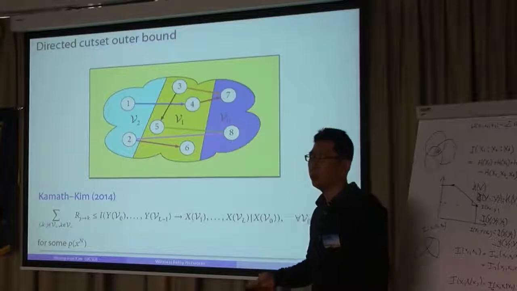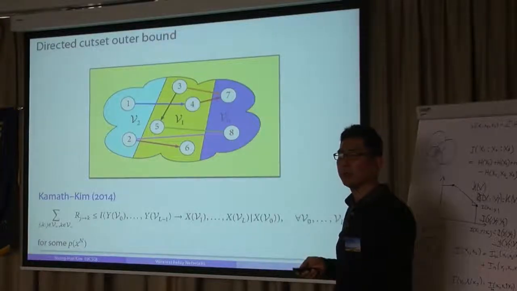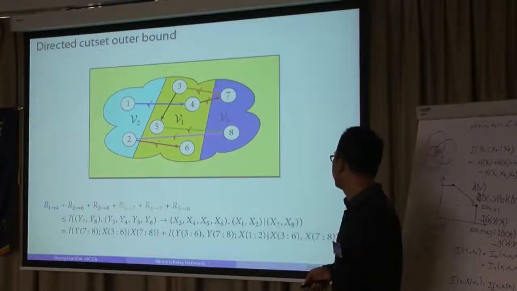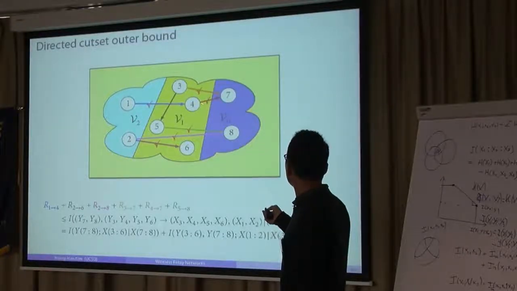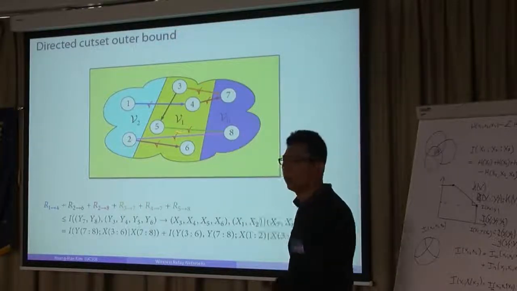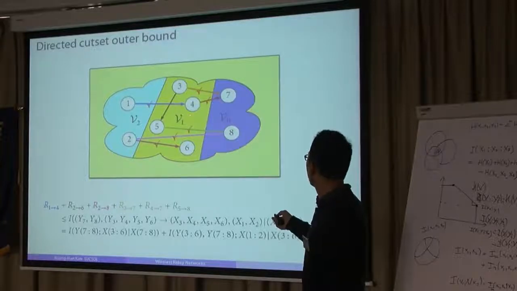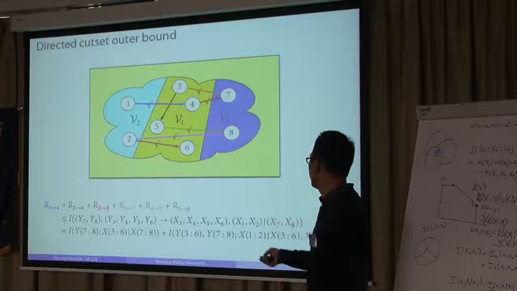Okay, so that is the interpretation of this directed cut-set bound. Here is an example. How many flows are flowing from top to bottom? I mean, here is 1, 2, 3, 4, 5, 6, right? So some are going from flow 1 to 0, some are going from 2 to 1 and 2 to 0. Okay? So we look at all the sum rate.